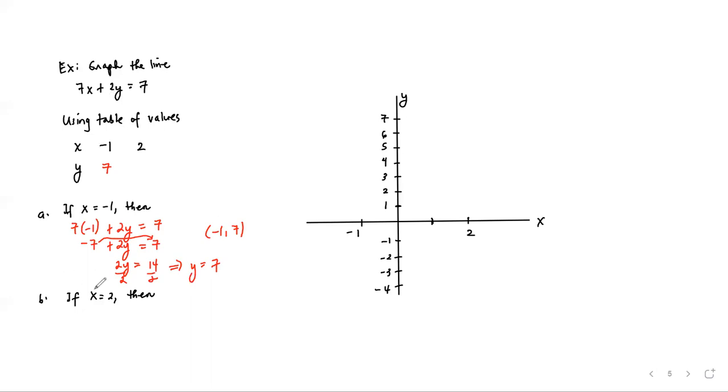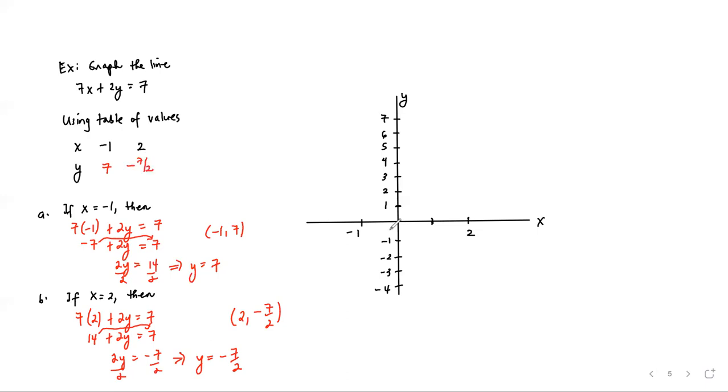Now if x is equal to 2, we substitute 2 for x, so we get 7 times 2 plus 2 times y equals 7. 7 times 2 is 14. And then transposing 14 to the right side, we get 2 times y is equal to -7. Dividing both sides by 2, this will give us y is equal to -7 over 2. Therefore, the point (2, -7/2) lies on the straight line.